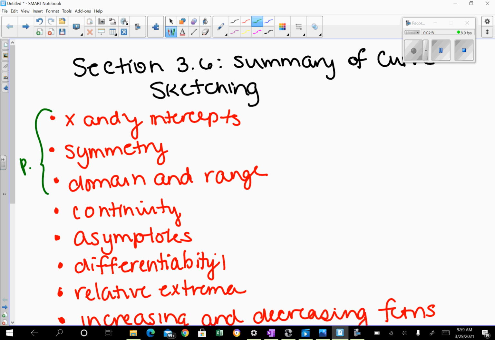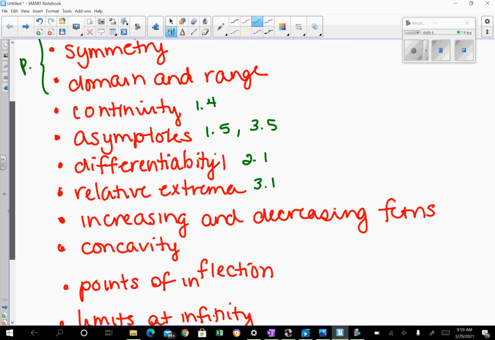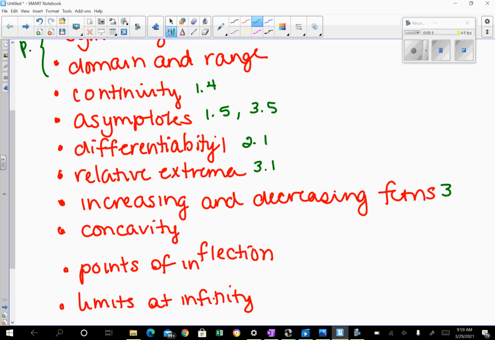Continuity is section 1.4. Vertical asymptotes is 1.5. Horizontal is 3.5, but also remember you did those in pre-calculus. Differentiability is 2.1. Extrema is 3.1. Increasing and decreasing is 3.3. Concavity is 3.4, as well as points of inflection. And limits at infinity were 3.5, and this will be tied to horizontal asymptotes as well.